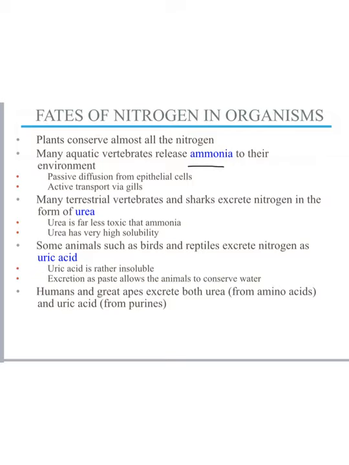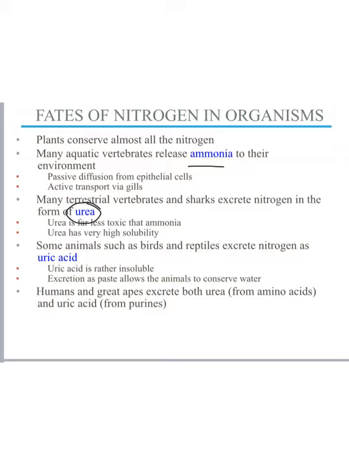Terrestrial vertebrates, as well as sharks, excrete nitrogen in the form of urea. So that's you and I. We excrete our nitrogen in the form of urea. It's far less toxic than ammonia. Ammonia is extremely toxic to animals. Urea has a very high solubility, so it dissolves in water and is easily excreted through the kidneys in humans.